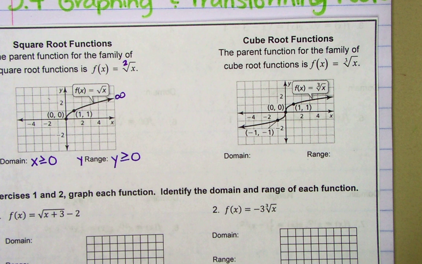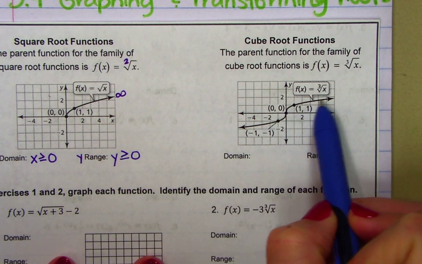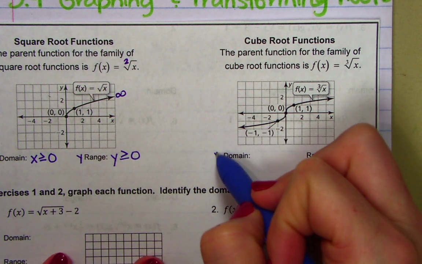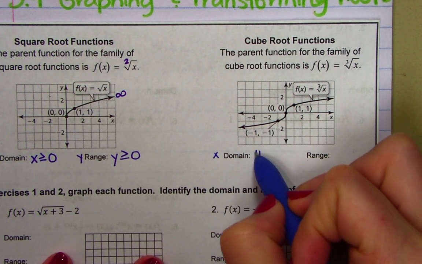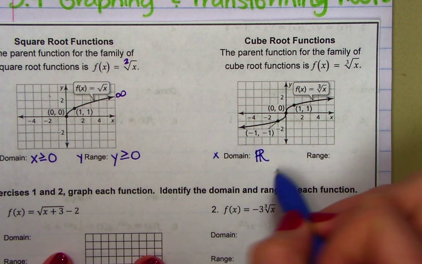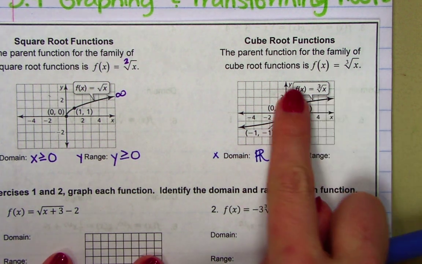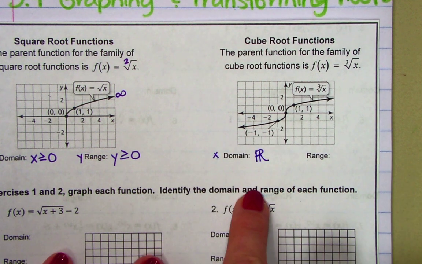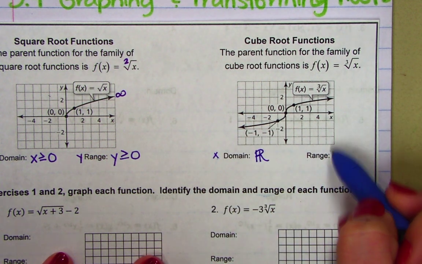Whereas cube roots, since it goes right and left forever, what does that mean the domain's going to be? It's going to be all real numbers. We're going to use the all real numbers symbol. Hopefully you remember what that means. Since it's going this way to infinity, this way to negative infinity, that's all real numbers. And range will be the same thing.